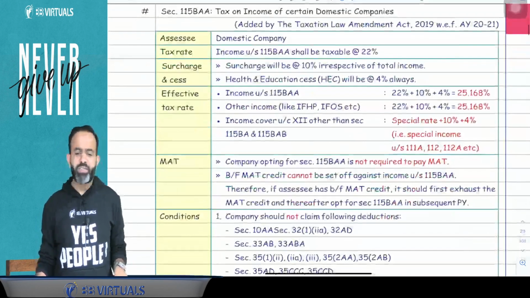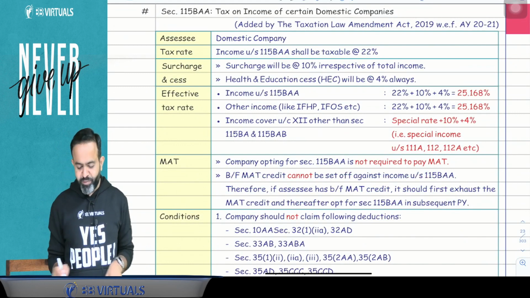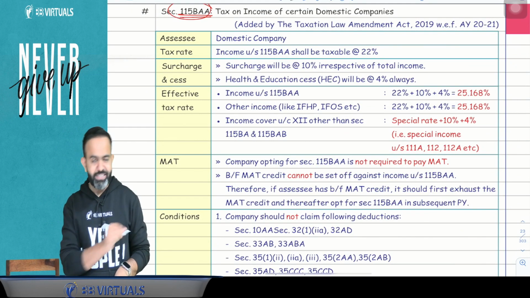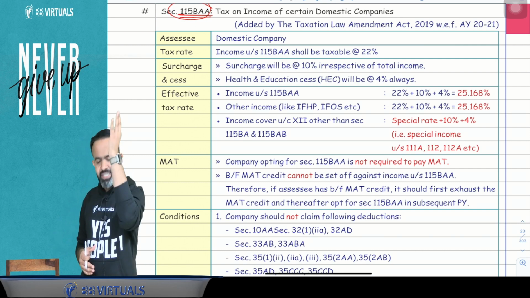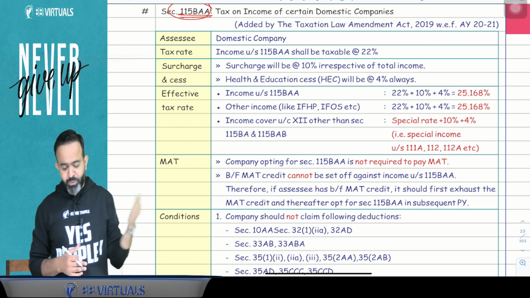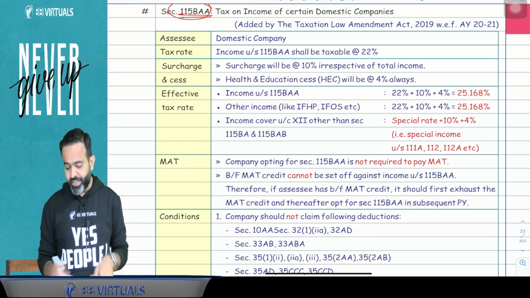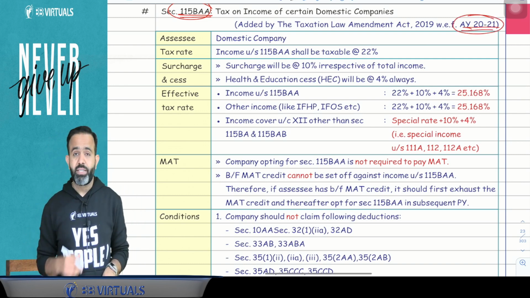But we are going to start with one very interesting section, that is 115BAA. This is a very interesting section. Now 115BAA is a new section that was introduced by Nirmala Sitharaman ji in 2019 through the Taxation Laws Amendment Act 2019, and it is applicable from assessment year 2021.